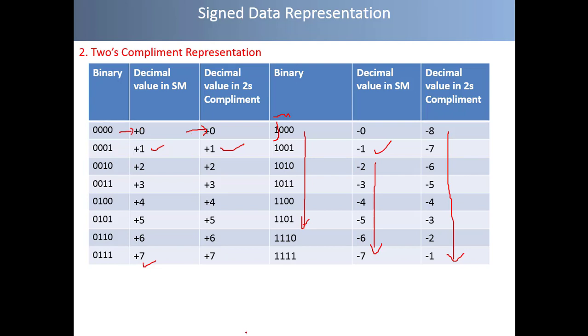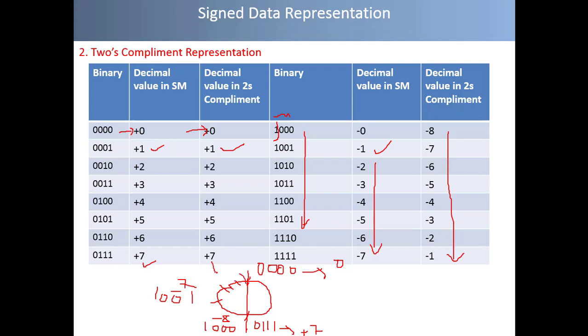So 2's complement representation is in the form of a circle. It starts from 0000, which is 0, and then goes to 0111, which is +7. The next number, 1000, is -8. Then we have 1001, which is -7, and so on up to 1111, which is -1 in 2's complement representation. So we have numbers represented in the form of a circle.